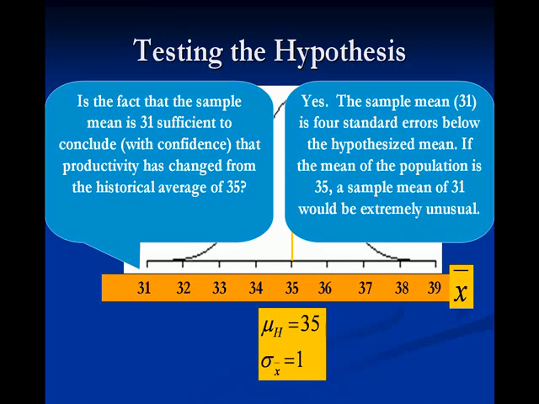You start with if the mean of the population is 35, then we're going to compute the probability that we would get a sample mean, in this case of 31, and how usual or unusual that sample mean would be, given again the hypothesized mean is true, that it really is 35. In this case, we would almost never get a sample mean of 31 if the real population mean was 35.